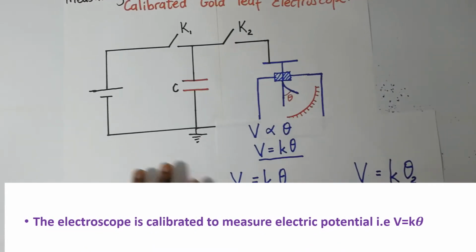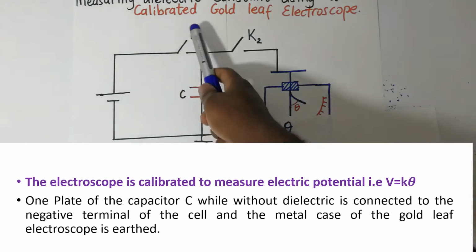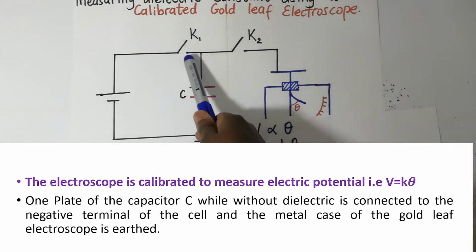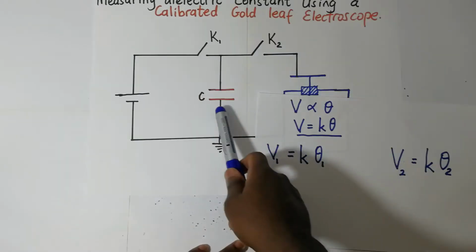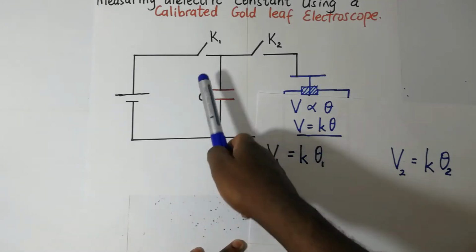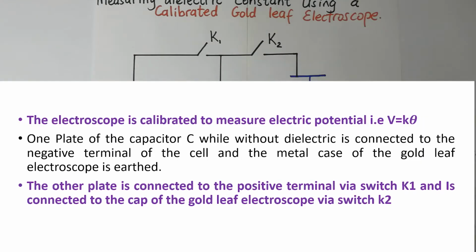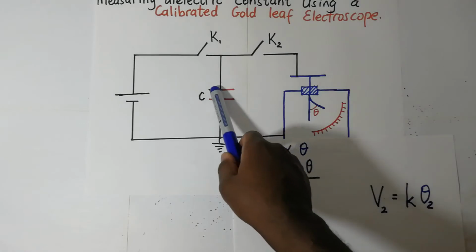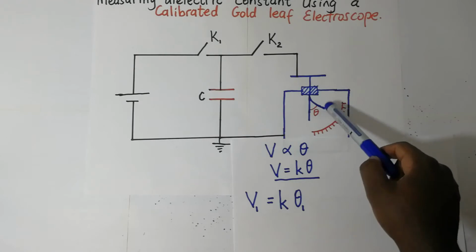What happens here is that we first close switch K1 while keeping K2 open. When we close switch K1, this capacitor is going to be charged, because this is the only circuit in play. Once the capacitor is charged, we open K1 and then close switch K2 while K1 is open. It means that the charge inside this capacitor is going to cause the leaf to be deflected.